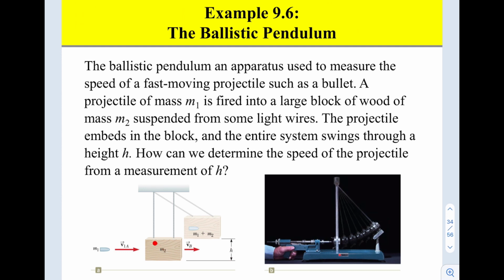This is the height where the block and the embedded bullet swing together and finally reach maximum height. When we talk about maximum height, bear in mind that V whenever the system reaches maximum height must be 0.